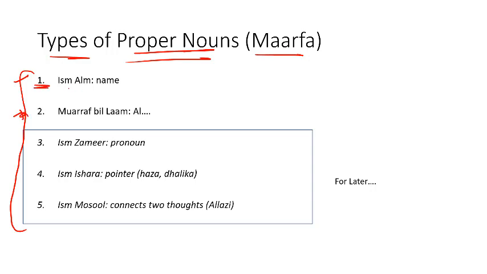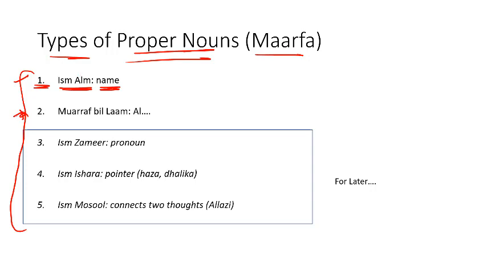Type 1 is ism alam. Alam actually stands for a flag or an indication. So the name of a person or the name of a place, for example, would be ism alam. If we say Maryam or Isa or Musa, these are all names identifying a specific person. That's why these are proper nouns.